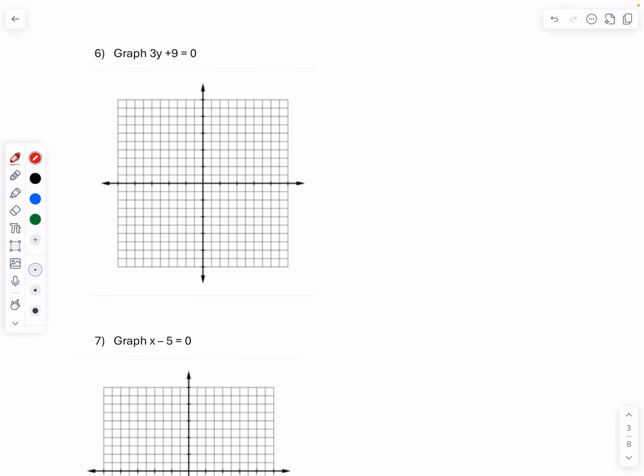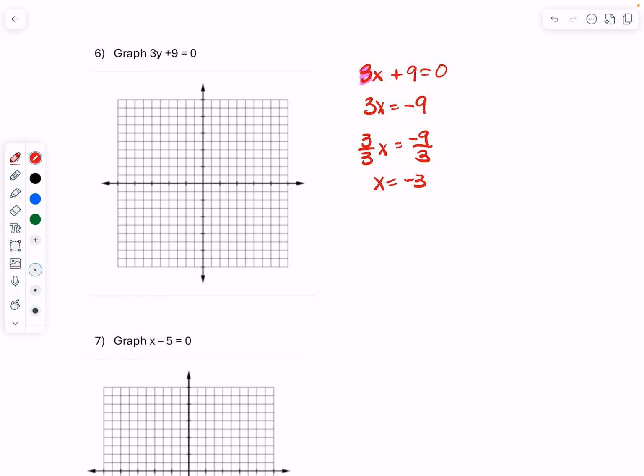Graph 3y plus 9 equals 0. Okay, I notice there's no x. So if there's no x, that means I'm going to probably have a horizontal line. So what I'm going to do with this is get the variable by itself by moving the 9 over. So I get 3y equals negative 9. Now I'm going to divide both sides by 3. So I get y equals negative 3.